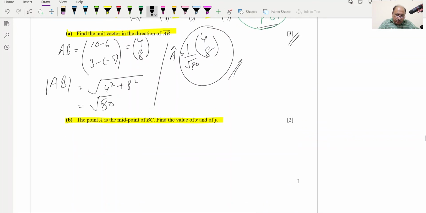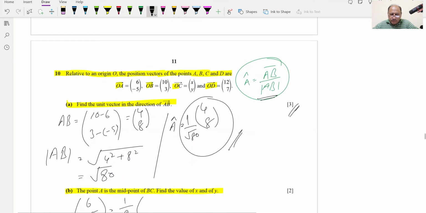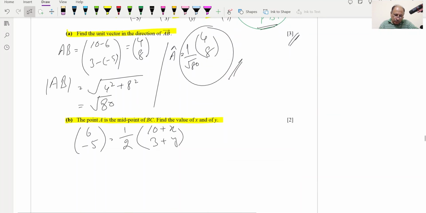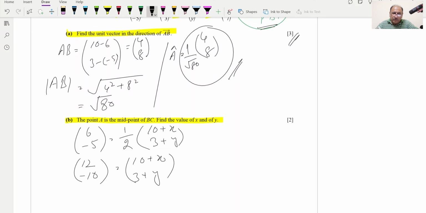So we can form the equation: (6, -5) will be equal to the midpoint, which divides BC by 2. We can write BC as (10 plus x, 3 plus y). Now we can solve it. The 2 we can shift to the other side, so it will be (12, -10), and this will be equal to (10 plus x, 3 plus y), and we can form the equations and solve.